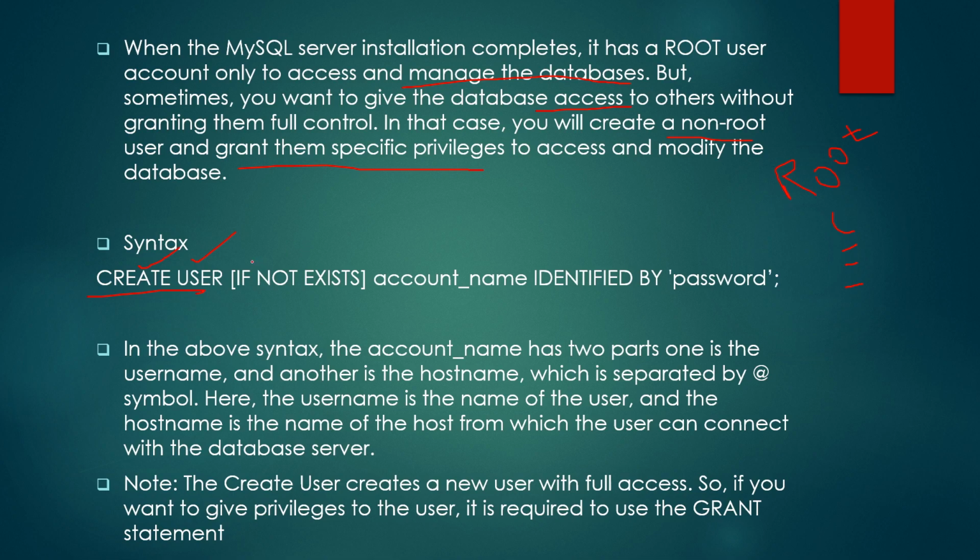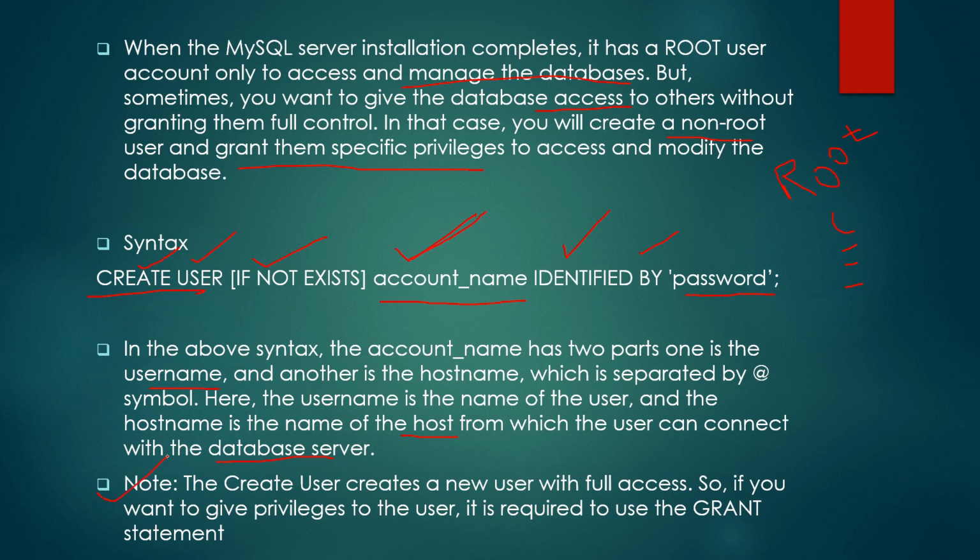So that's why we make use of this clause, followed by the account name, and these two keywords, identified by, and we can just give a password for that user. Okay, so let's see. In the above syntax, the account name has two parts: the username, and the hostname, which is separated by the at symbol. Here the username is the name of the user, and the hostname is the name of the host from which the user can connect to the database. A user should have a host from which they can connect. So basically it is the combination of username and hostname.